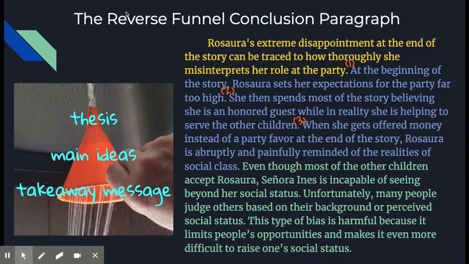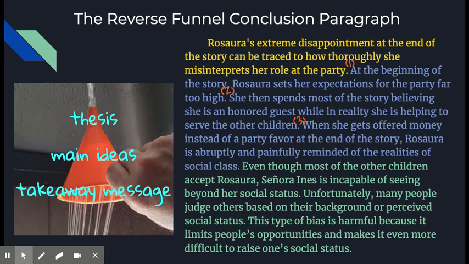So let's look at an example. This is a conclusion that would work for the same essay as the introduction paragraph that I went over in the introduction video. So I've color-coded this. The first sentence here is the thesis, again in different words, more as a conclusion thesis. So that says, Rosara's extreme disappointment at the end of the story can be traced to how thoroughly she misinterprets her role at the party.